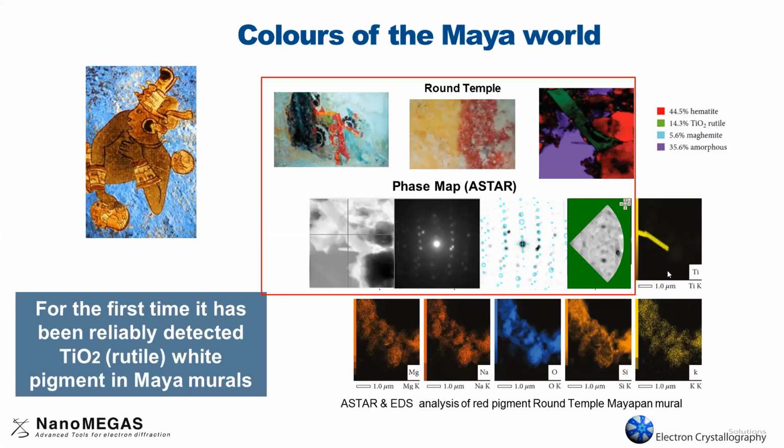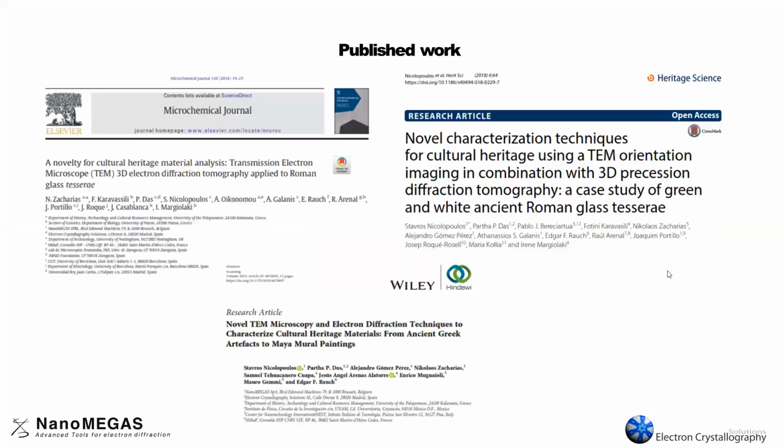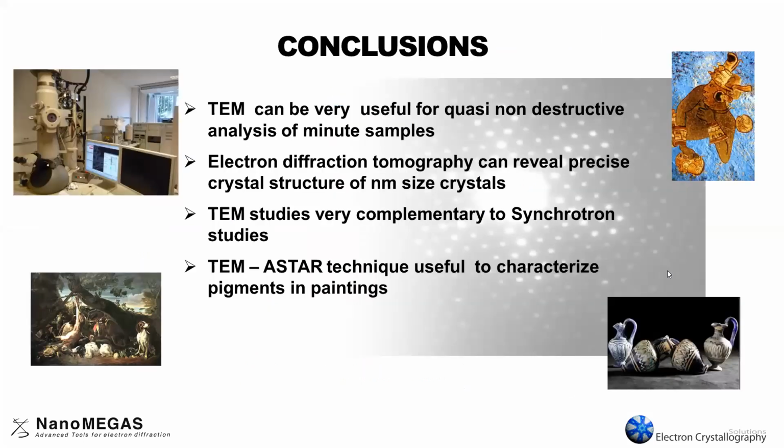These results on the study of the pigments have been published in a 2019 Scanning paper. You can see more details about the study of the other color pigments. And all these three articles which I have presented are here. You can see the published work. You will be able to see all the studies on the glass amphoriskoi, or on the Maya paintings, or on the glass tesserae. So now the important thing is why TEM is so important.